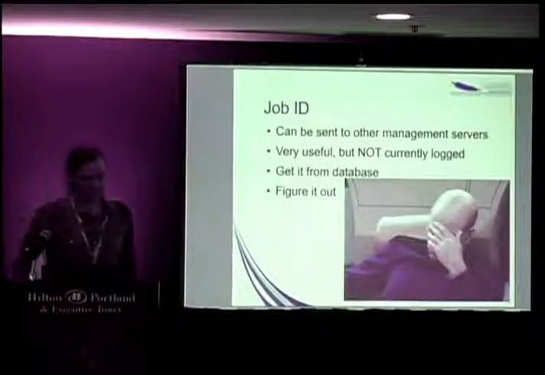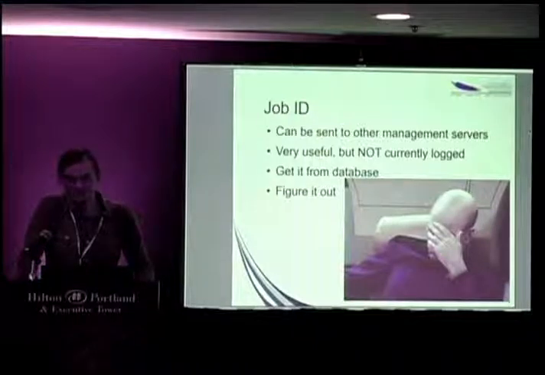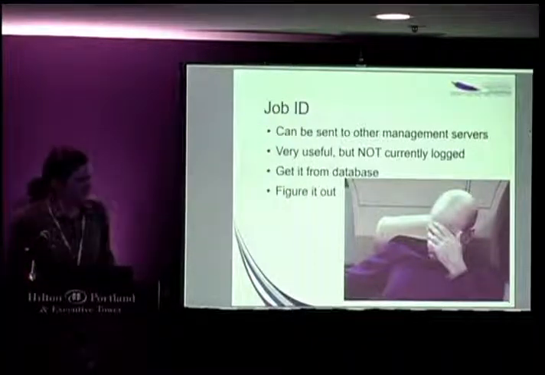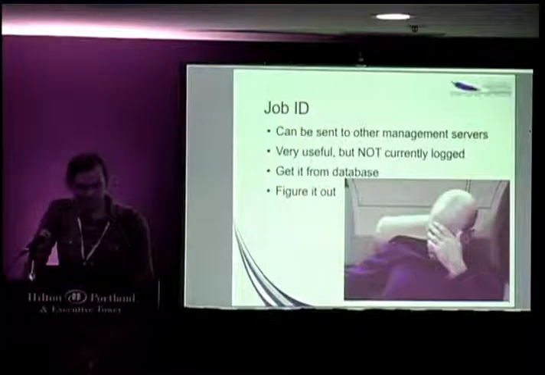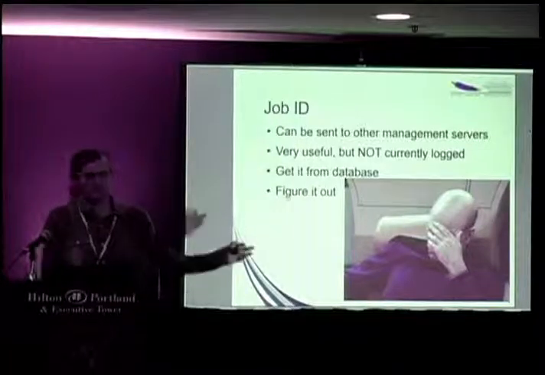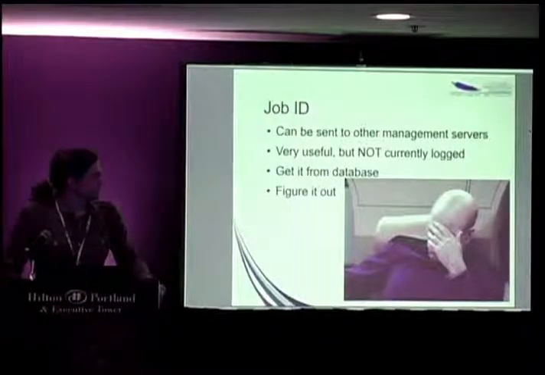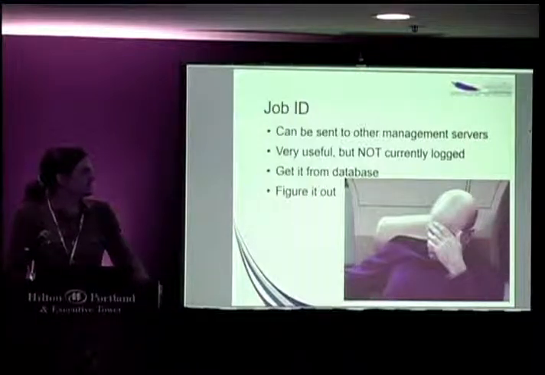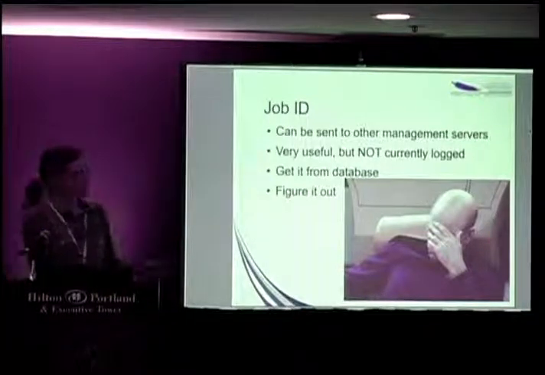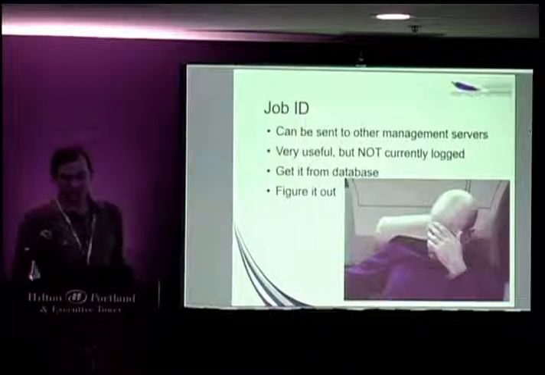Job ID, it's a facepalm. The job ID that the API gives you is not logged. Why not? I don't know. But how do you get the job ID? You get it from the database, or you figure it out. What I mean about job ID: since CloudStack 3.0, the API gives you a UUID, 36 characters, a huge long string of text, and then the logs still follow previous CloudStack versions, where it's a numerical ID. So the logs will have "job-" and then a number, like 200, but the API will give you some GUID, some long thing. And that GUID is not logged.